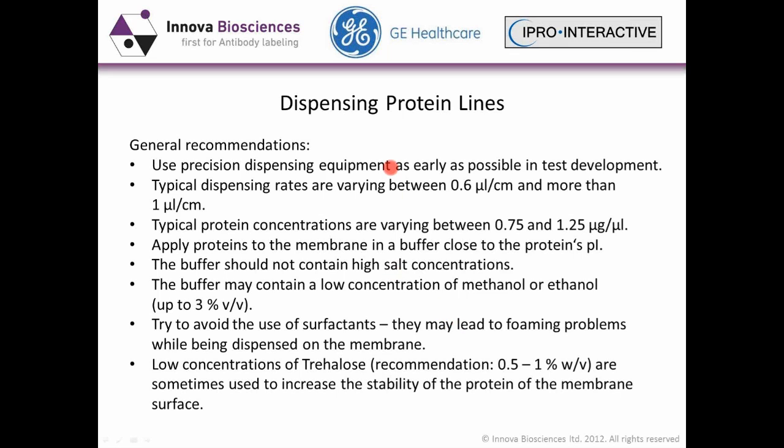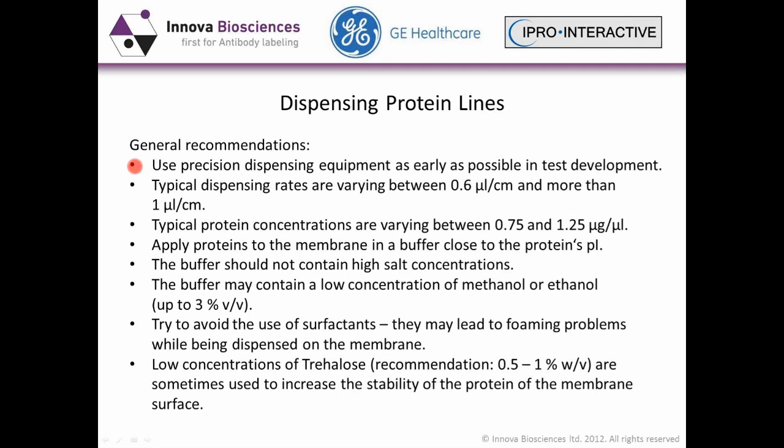What you have to do with the membrane, you have to dispense protein lines on them, a test and a control line, and most reason for concern is the test line because this is what generates a signal. So the recommendation is use precision dispensing equipment as early as you can in test development. You may do first feasibility studies just using an Eppendorf pipette or something comparable, but at the end of the day, only precision equipment will give you the lines that you need to really see whether you have developed a reproducible test system.